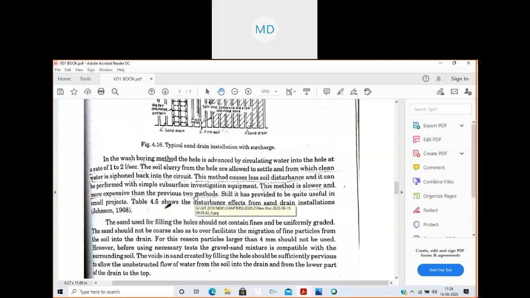Okay, this method is expensive since the wash boring method is used here, so we need to give extra discharge or water to the hole at a rate of 1 to 2 liters per second. Still, it has proved to be quite useful in small projects. In Table 4.5, nothing much is shown, just the disturbance effect after the installation of the sand drains. I will provide you the table in the WhatsApp notes.